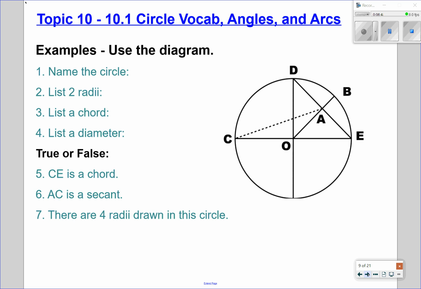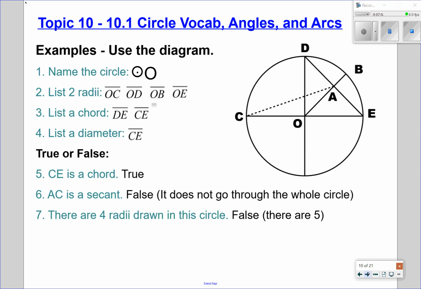So let's go ahead. You guys can go ahead and pause your video and practice. I want you to name the following items. So using notation, using segment notation, line notation, the new form for circle notation that you just learned, go ahead and take a moment and answer these questions. Go ahead and check your work.